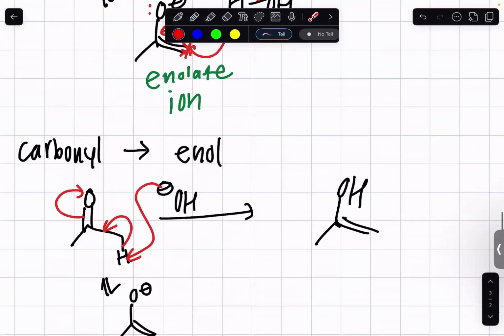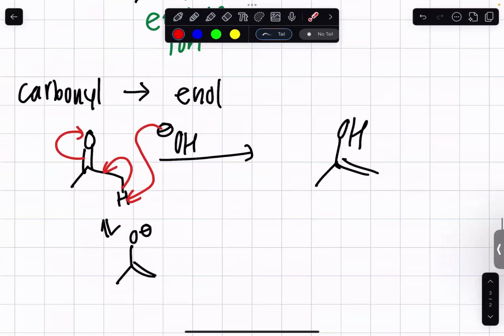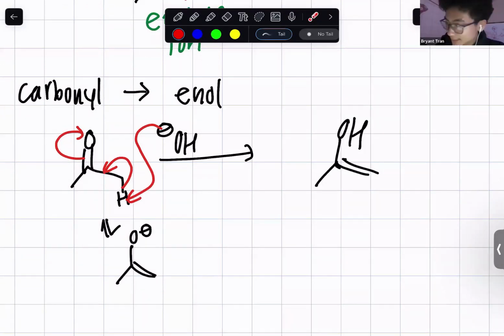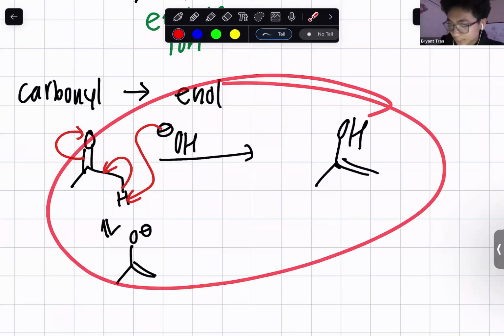Yep. But it's like the same thing. Wait, yes, I don't really get it. Like, it's the same thing for this mechanism and the acidic mechanism.